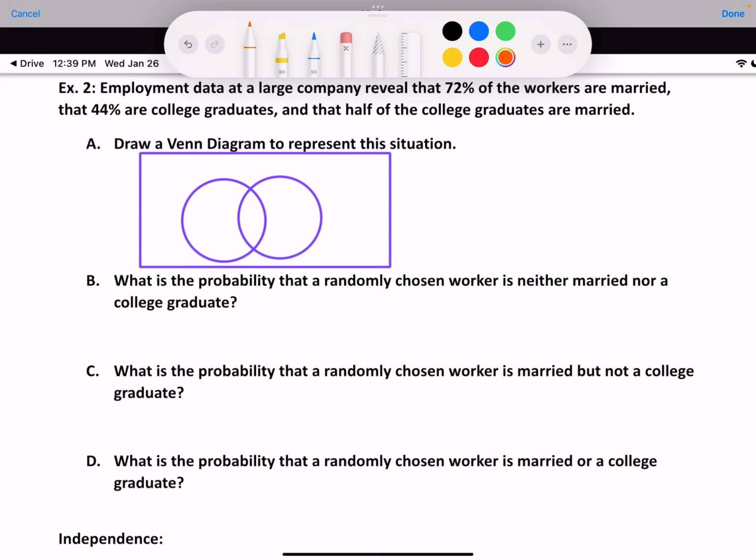Well, we almost always need to look at the part that is both first, because you've got to subtract the both part from the other circles, since there's overlap in this problem. We know there's overlap because it says half of the college graduates are married. There are 44% college graduates, and half of those are married, so that would mean 22% is both, so we'd put 0.22 in here. And I'm going to label that as both.